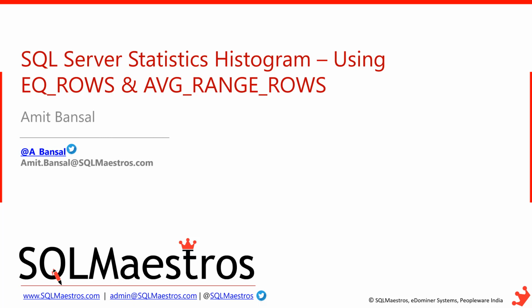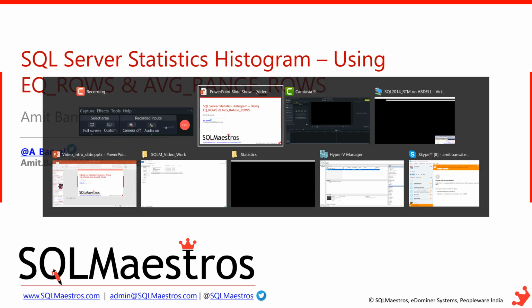Now, histogram is a lot of data. There is density factor, there are range rows, equal to rows, distinct range rows, and average range rows. In this particular video, I am specifically going to show you how the optimizer uses EQ rows, which is equal to rows, and average range rows. So let's jump to the demo straight away.